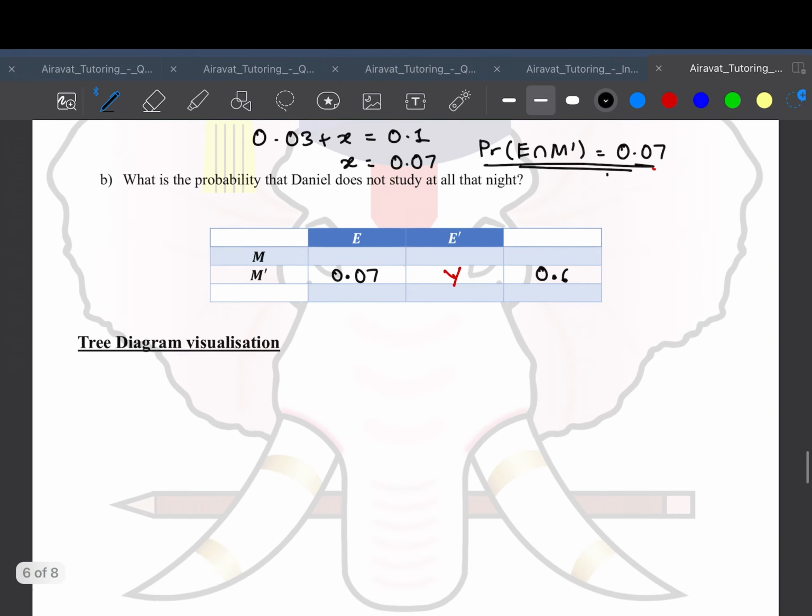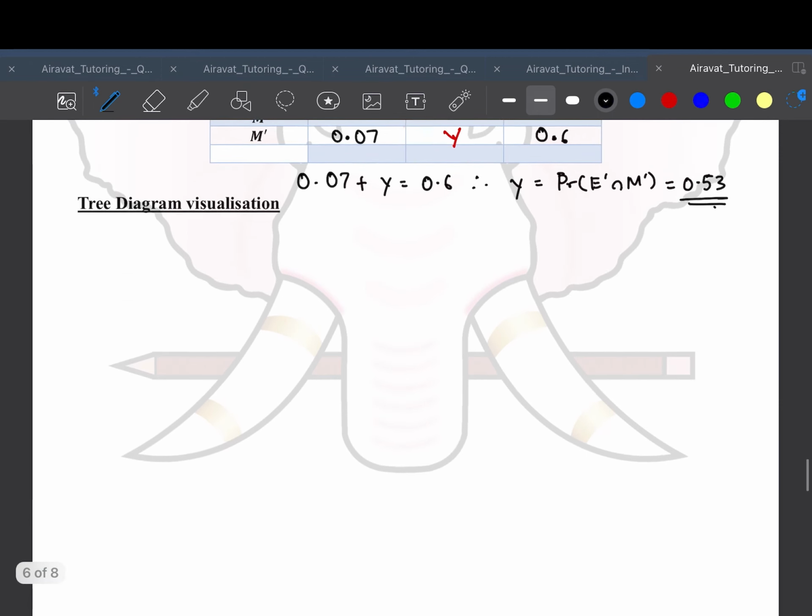That's all we need to figure out this question. So we can say 0.07 plus Y equals 0.6, and therefore Y, the probability of him not studying English or math methods, English and math methods, is going to be 0.53. And that's how you tackle this sort of question. Now, they are quite common in VCE exams, but these sorts of questions are kind of on the easy side. But yeah, it's quite important to know.